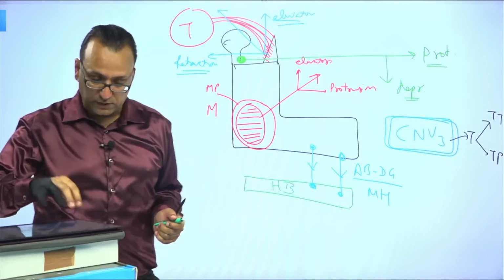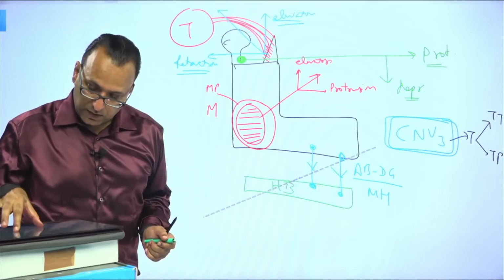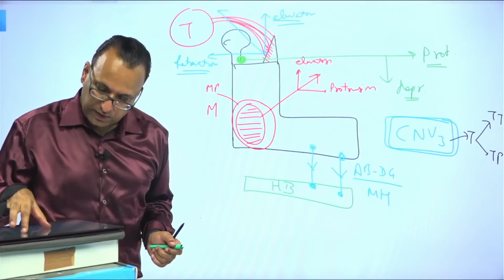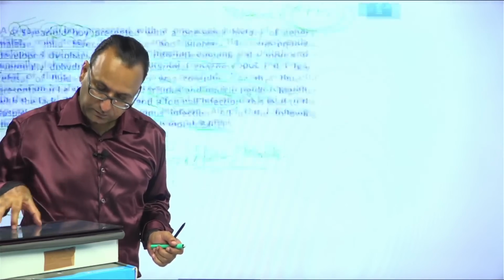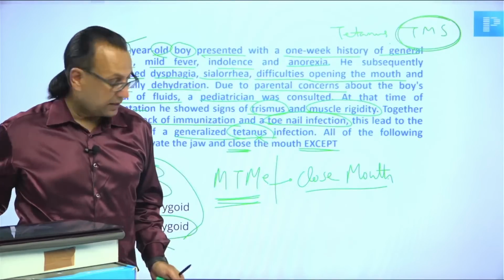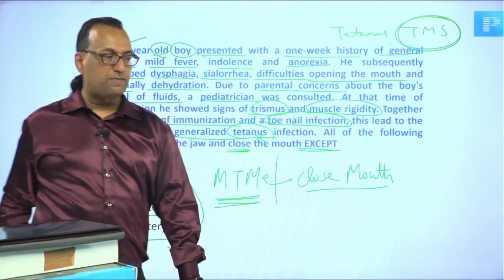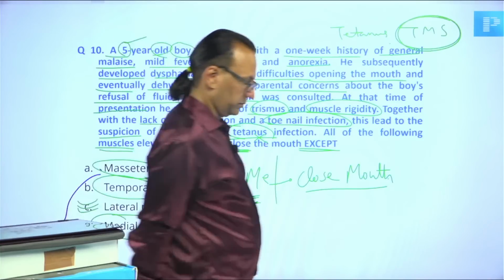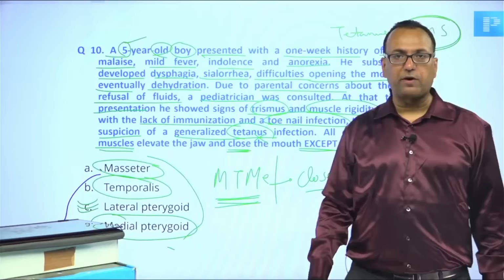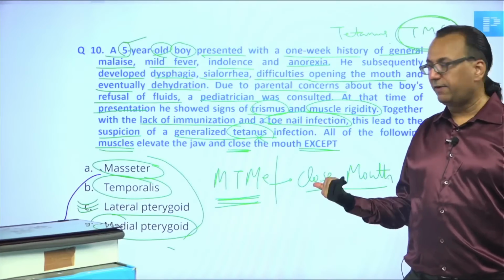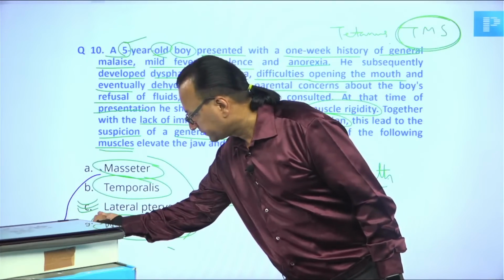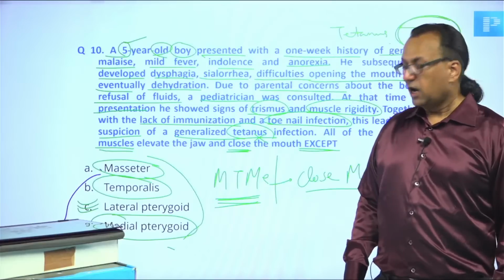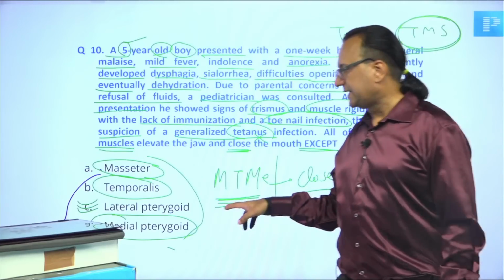Anyhow, what is the answer to the question? As we look back, we already gave the answer. They are asking, all the muscles elevate the jaw and close the mouth except. So they were asking which are elevators. Whoever is not an elevator is the answer. You mean to say lateral pterygoid, a depressor. A question will ask you about the lateral pterygoid.